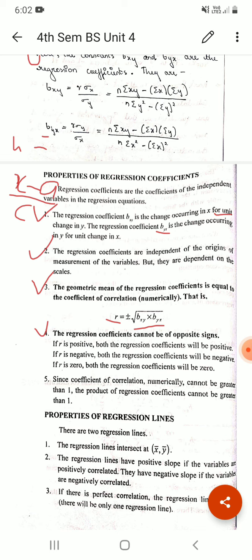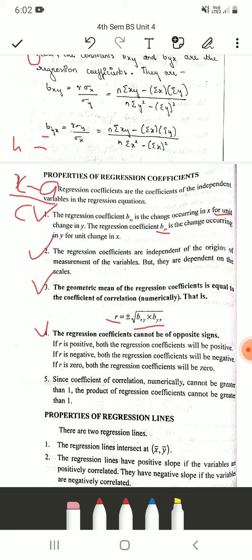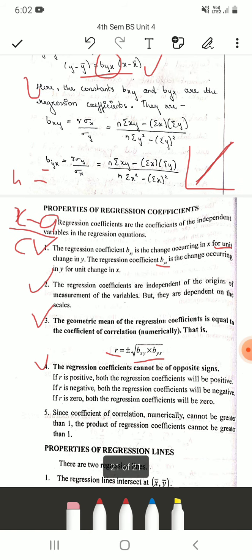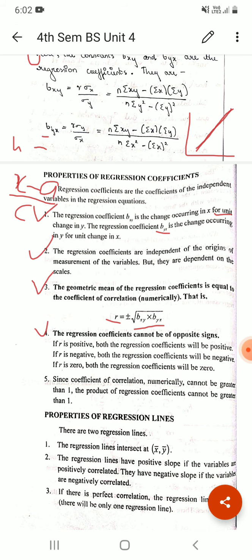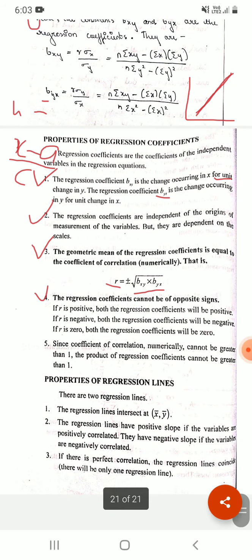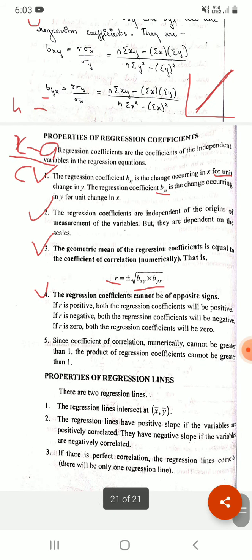Okay, so the regression lines have positive slope if the variables are positively correlated. That is, when you plot a graph, you can see the graph will be like this, that is in the upward direction, that is there is a positive slope when the variables are positively correlated, and you can see there is a negative slope if there is negative correlation between the variables, and if there is a perfect correlation, the regression lines coincide and there will be only one regression line.